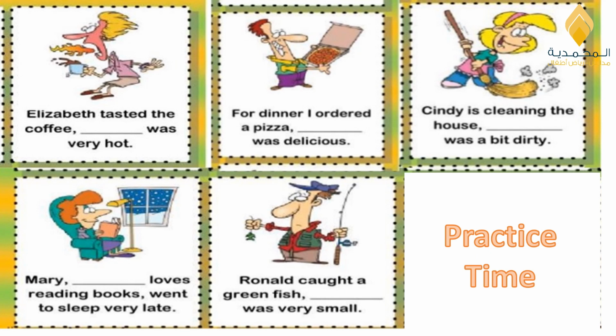Picture number 4. Mary loves reading books, went to sleep very late. And here we need the relative pronoun who because we are talking about Mary. So Mary, who loves reading books, went to sleep very late. Ronald caught a green fish, was very small. And here we're talking about the fish. That's why we need the relative pronoun which. Ronald caught a green fish, which was very small.